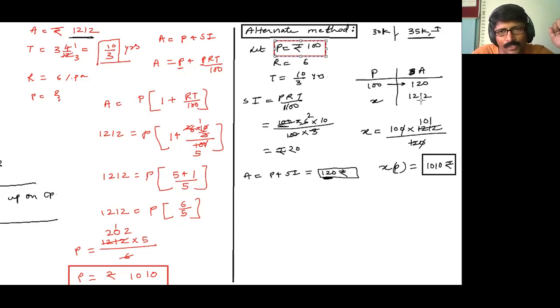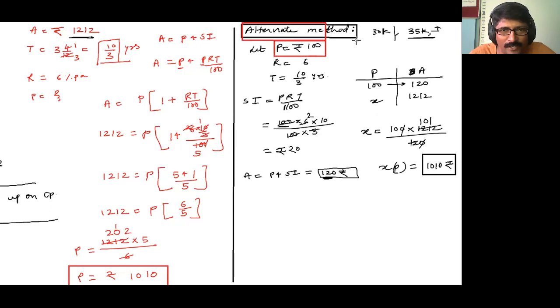So when the amount is 1212, what will be the principal? Just do cross multiplication, you're going to get the X as 1010. Isn't that super duper simple? Yes, it sounds very simple, but it's a little tricky to think. If you understand and if you learn how to think about it, you will be able to crack any sum of simple interest, guys. Believe me. So this alternate method is very, very powerful.